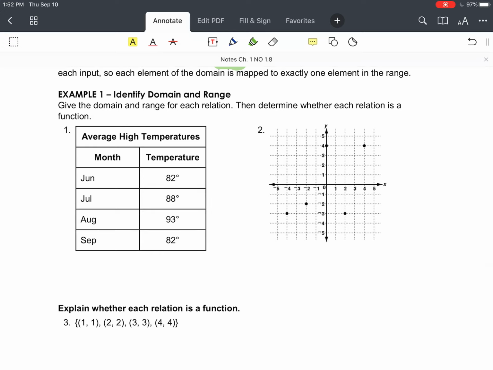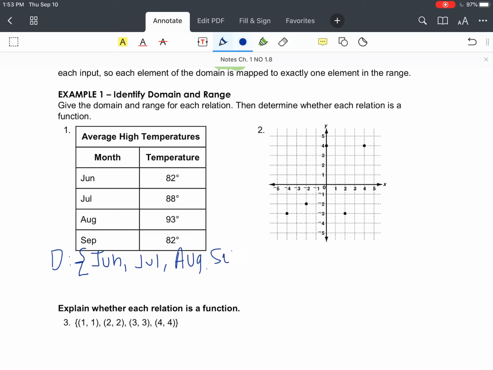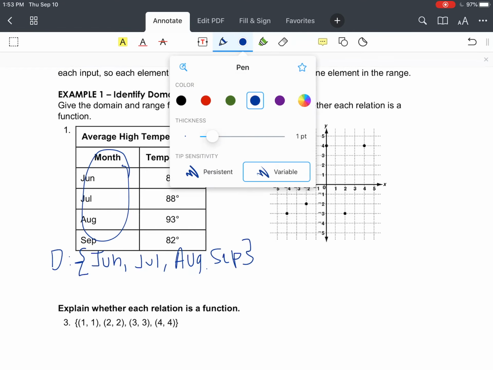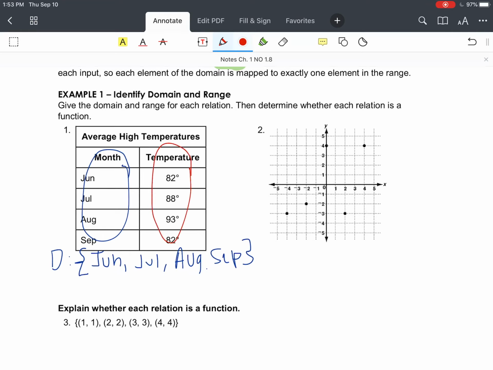For example 1, give the domain and range for each relation. Domain is just your x values, or your input. Then we have to determine if it is a function. The domain here is June, July, August, and September. My output would be my range, so it's going to be these values here on the right.